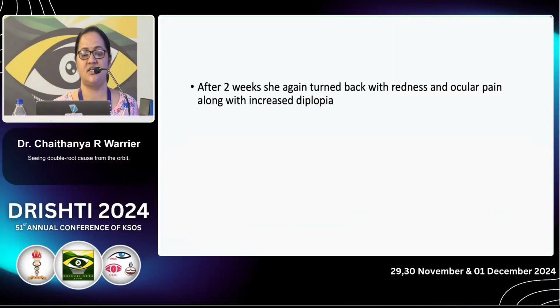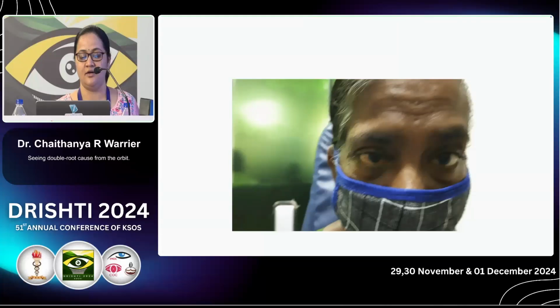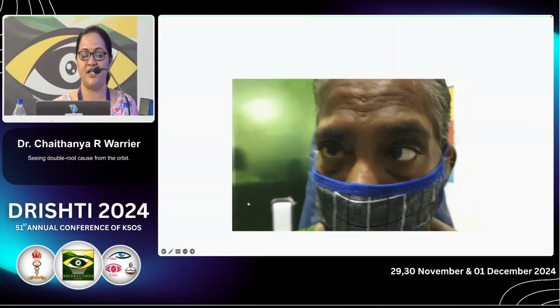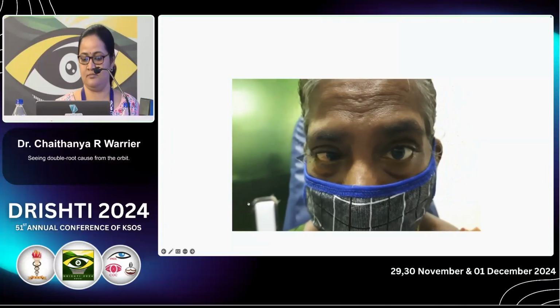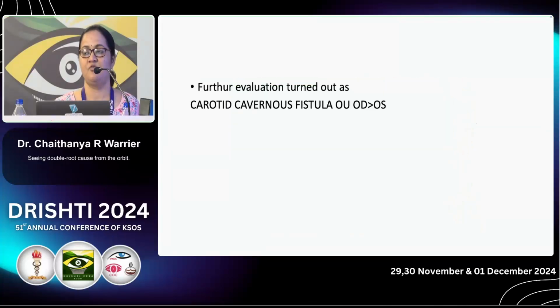But after 2 weeks, she again came back with redness and ocular pain along with increased diplopia. That time there was redness in the right eye also. Bilateral lateral rectus paresis is there, and the imaging revealed carotid cavernous fistula. Here she is having bilateral limitation of abduction. Further evaluation turned out as carotid cavernous fistula.